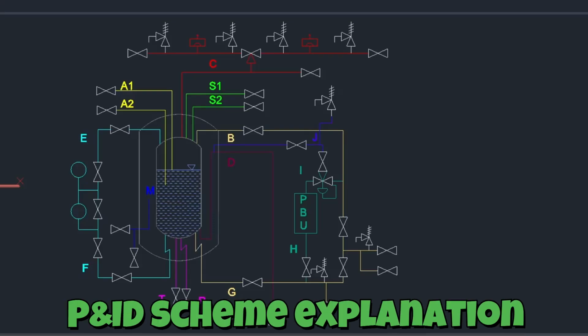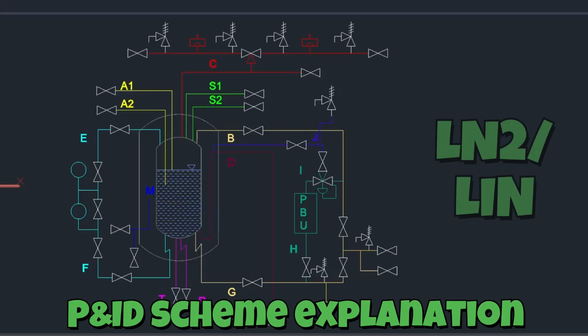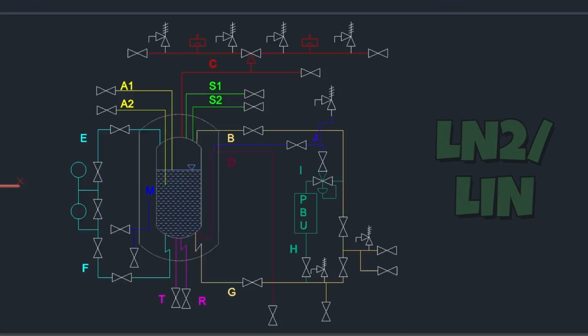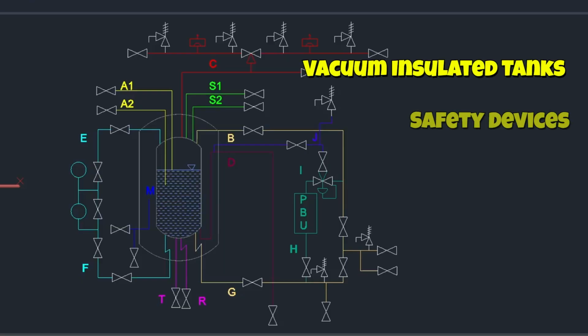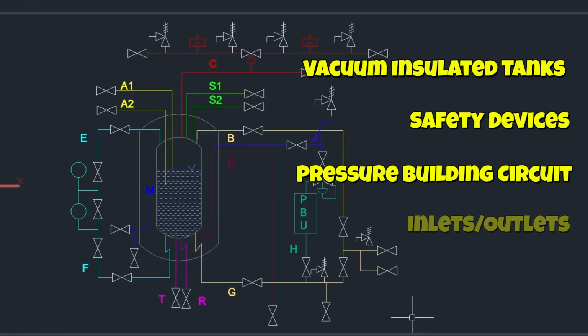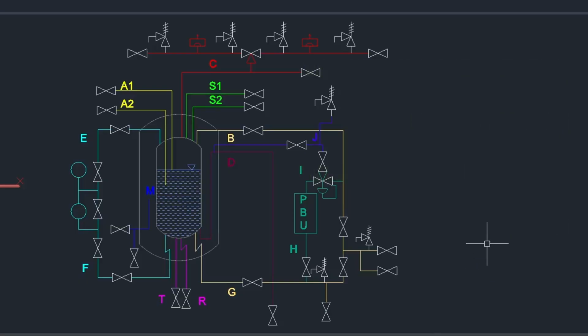In the previous videos, we talked about liquid nitrogen, cryogenic equipment, and the engineering principles behind these systems. Today, we're putting everything together. We'll build this complete cryogenic P&ID from scratch in AutoCAD Plant 3D, and more importantly, I'll explain the engineering decisions behind every major part of the system.